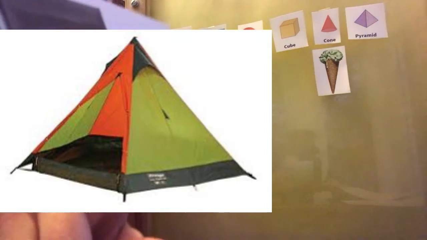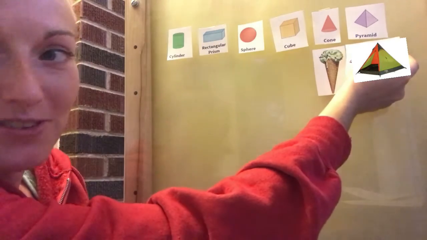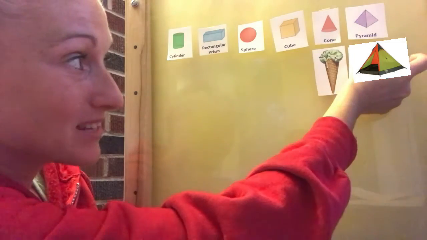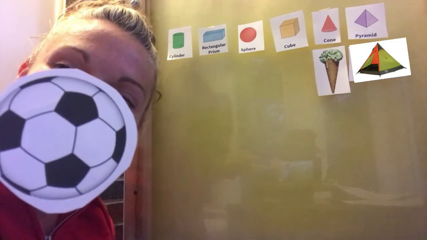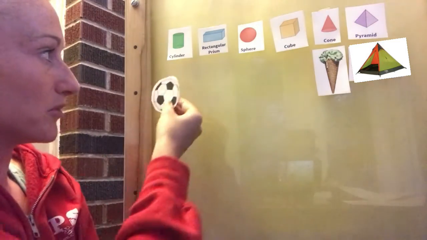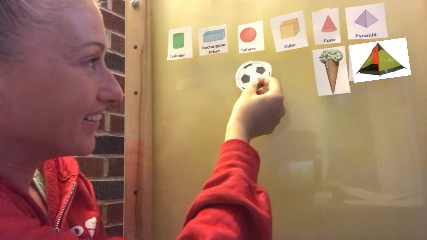All right, what about this one? This is a tent. If you said pyramid, you're right. Some tents are in the shape of a pyramid. Oh, a soccer ball. It's completely round. Which one was completely round? If you said the sphere, you are correct.